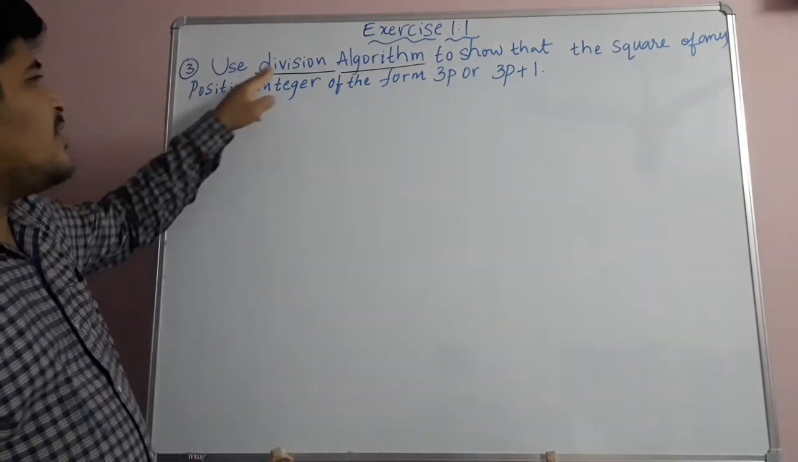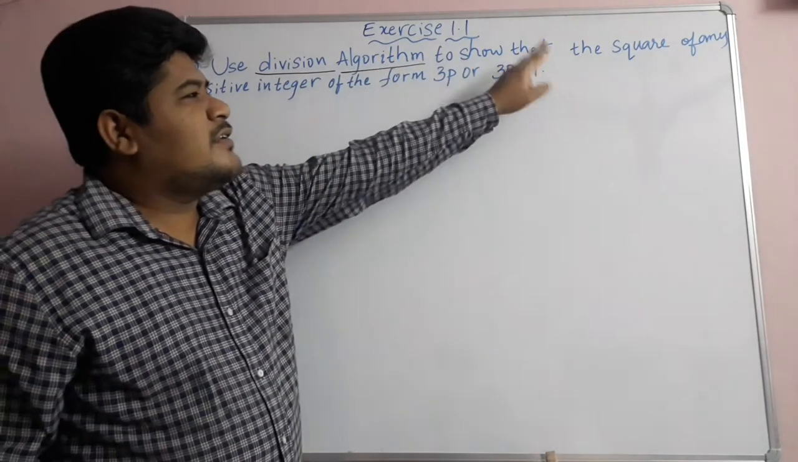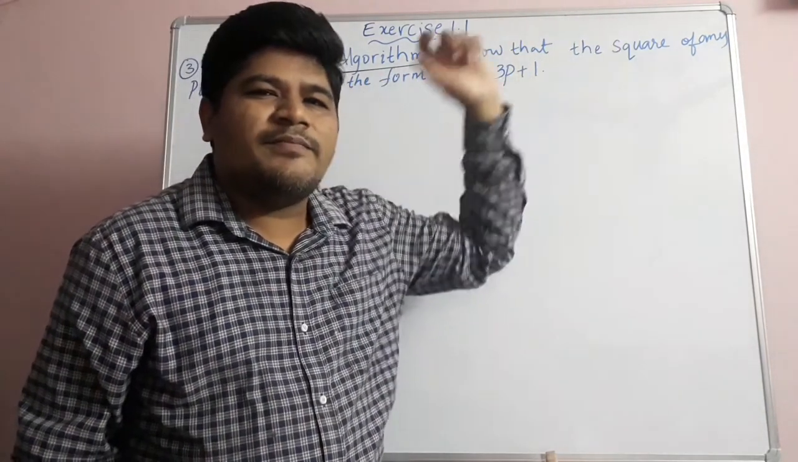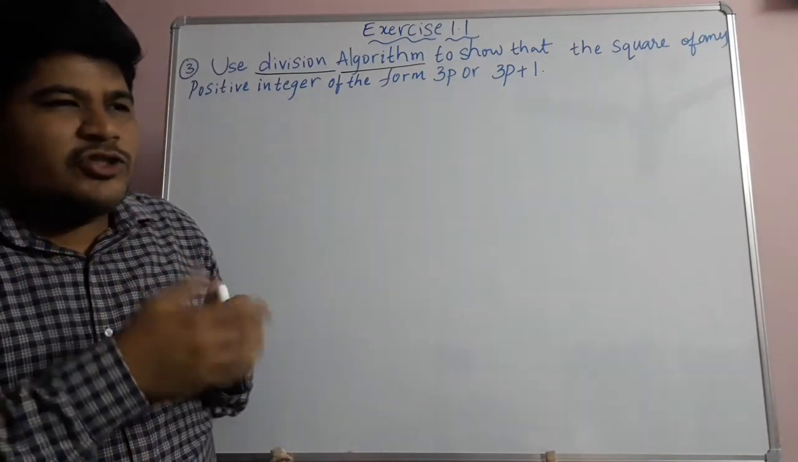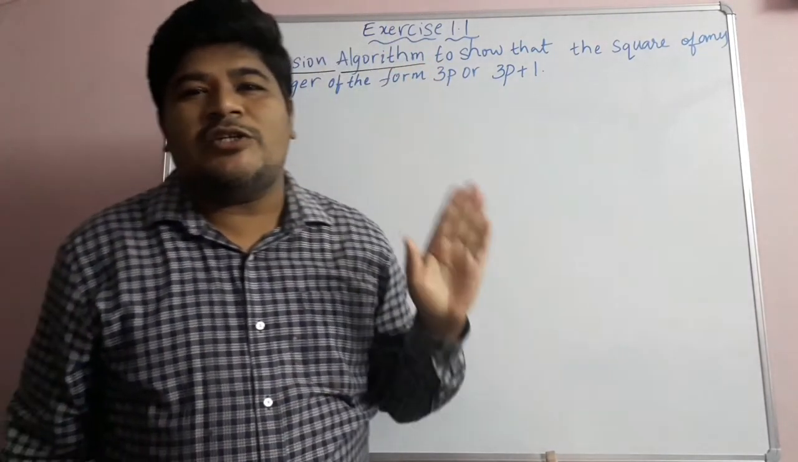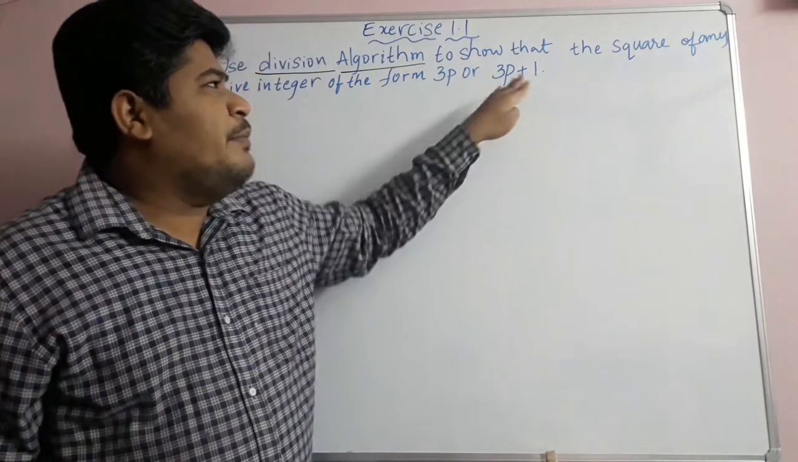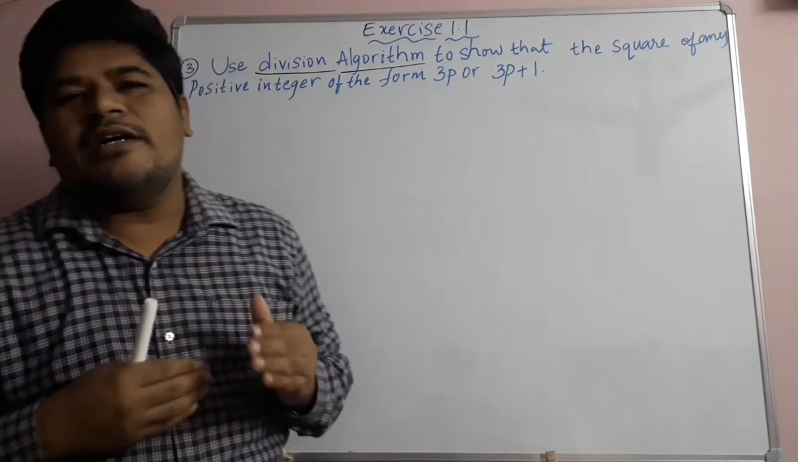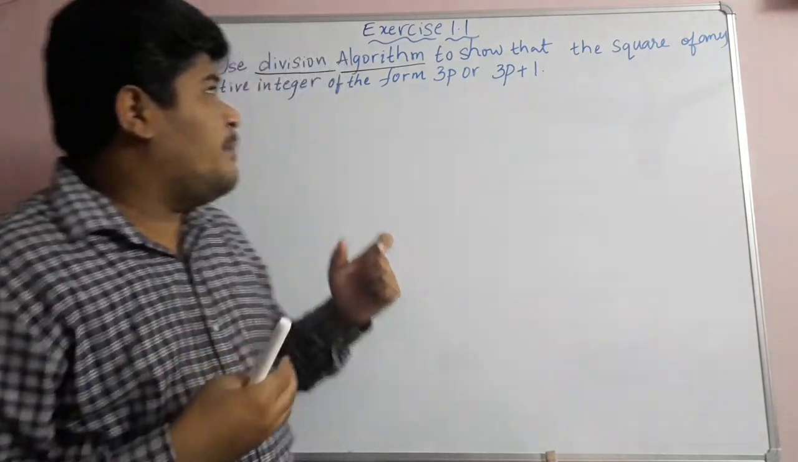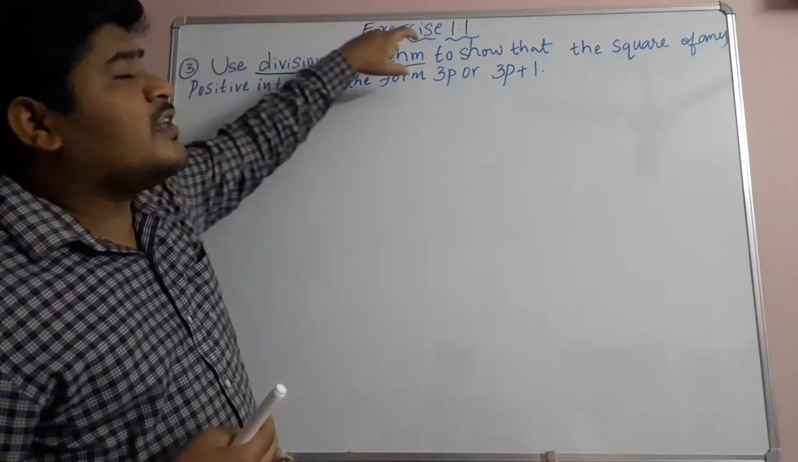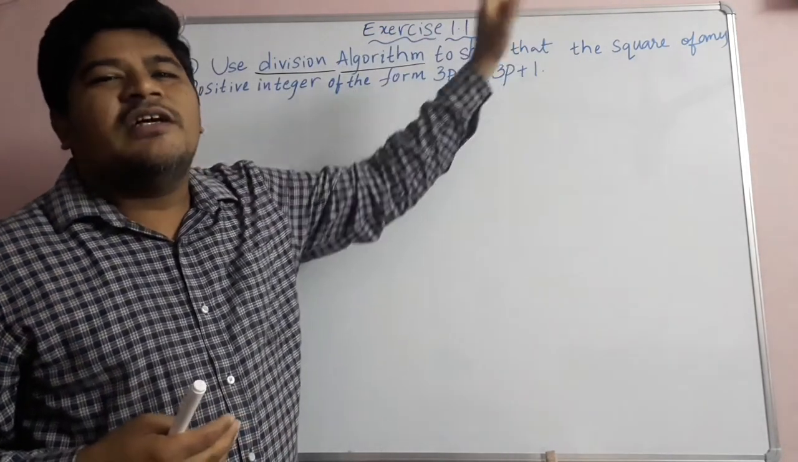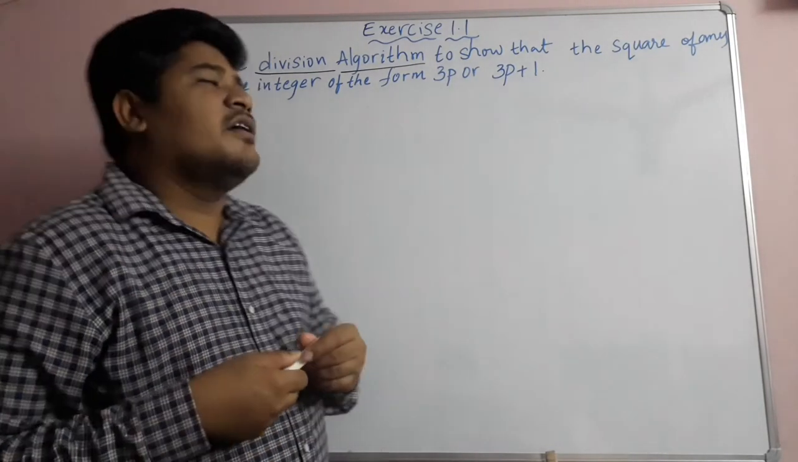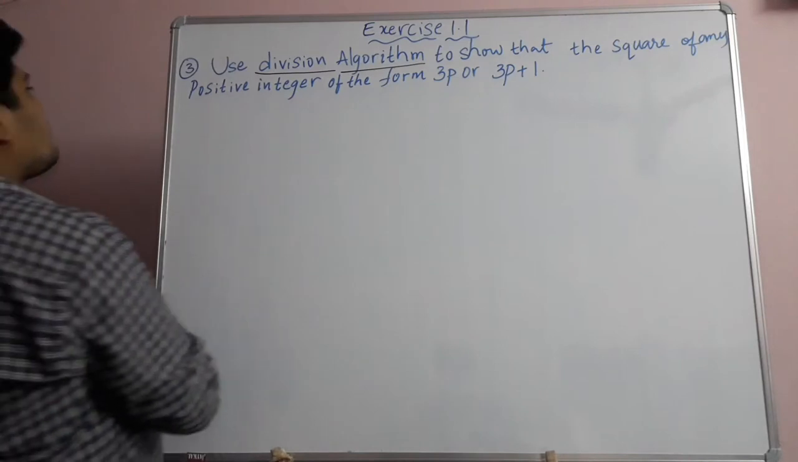Use the division algorithm to show that the square of any positive integer is of the form 3p or 3p plus 1. So we have to show that the square of any positive integer should be in the form of 3p or 3p plus 1, meaning a multiple of 3 or a multiple of 3 plus 1. Children, this question may be asked in this way also: use Euclid's division lemma to show the square of any positive integer is of the form 3p or 3p plus 1. It is very important for 4 marks. So let's see how to solve this problem.